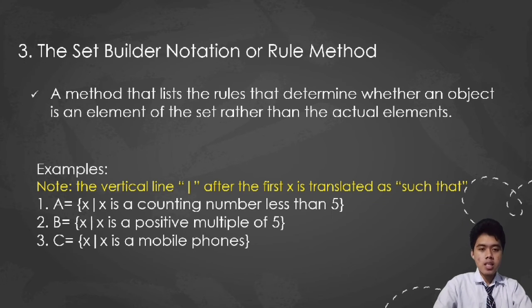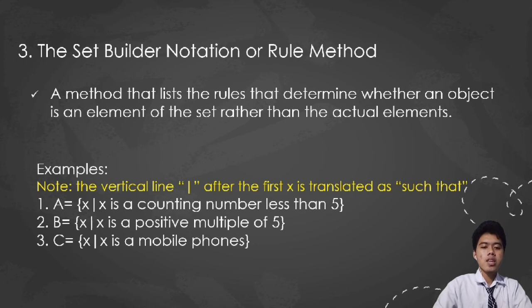So, last, number 3, set builder notation or rule method. This is a method that lists the rules that determine whether an object is an element of the set rather than the actual elements. So, example natin, but first, take note that the vertical line or yung vertical bar after the first x is read as "such that." So, pag nakita nyo yung vertical line doon is "such that." So, same example pa rin tayo.